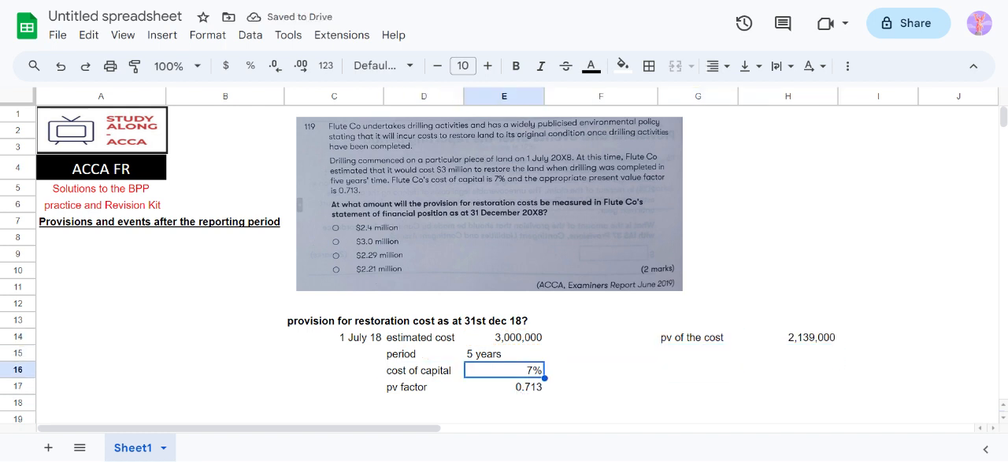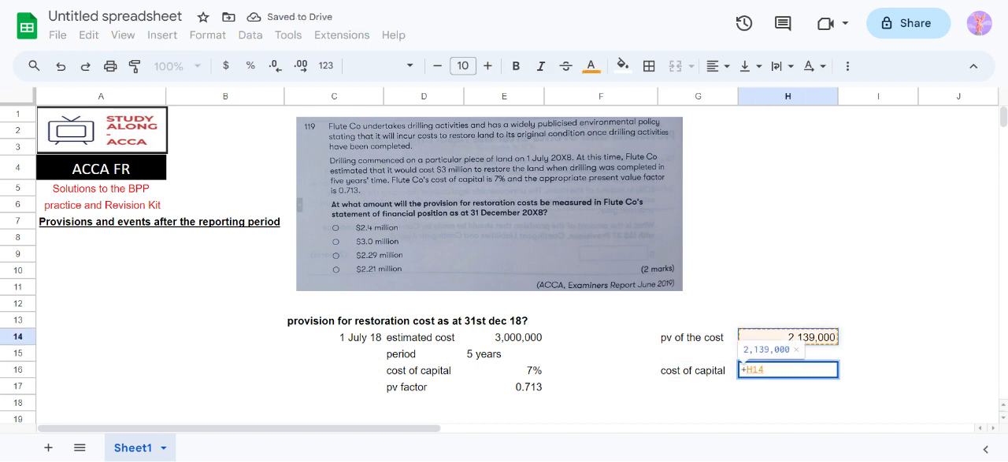Then there is a cost of capital of 7%. So what we are saying is, to be able to meet this 3 million of estimated cost at the end of 5 years when the drilling will end, we need 2.1 million of capital to set aside for that purpose. So there's a cost associated with the capital if we are setting it aside. Had we invested it somewhere else, we would have yielded some income on that. So the question is giving us the data that the cost of setting aside this capital is 7%.